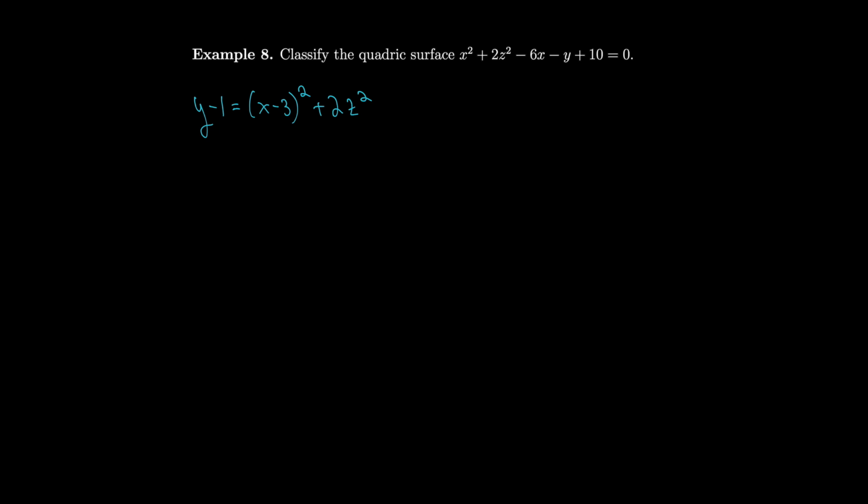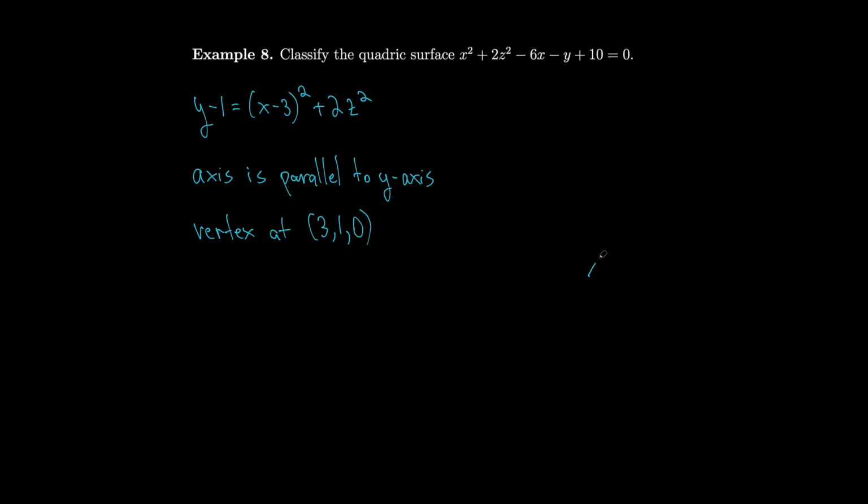Okay, also, we don't have z, we have y. So that means that our axis would be the y-axis, except that it's shifted. So the axis will be parallel to the y-axis. So let's just make a note of that. Our axis will be parallel to the y-axis. It'll just be shifted by 1. So our vertex will also be shifted. It won't be at 0, 0 anymore. It'll now be at 3, 1, 0.